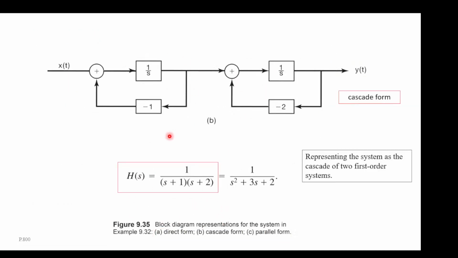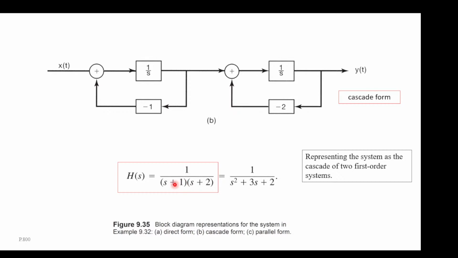And the next form is cascade form, so you basically write it in this root factorization. So you write H of s is 1 over s plus 1 times s plus 2. And so you just have a system for 1 over s plus 1 and another system for 1 over s plus 2. And we already know a similar system, so we'll write it down just here. So s plus 1 here, so it's minus 1 here, and s plus 2 here, so it's minus 2 here.